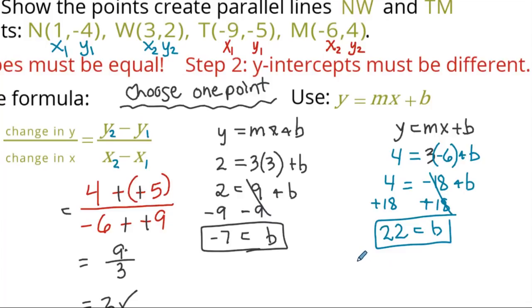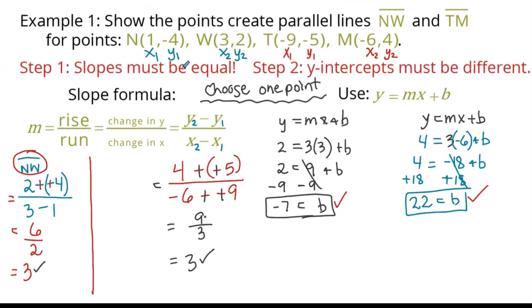All right, ladies and gentlemen, we are back. Step 2, we need to make sure that the y-intercepts are different from each other. This y-intercept is -7. Is this different from this one? It sure is. So let's double check and make sure we understand. Are the slopes equal? 3 and 3 are equal. This criteria was met. Step 2, y-intercepts must be different. -7 is different from 22. Therefore, this criterion is met. Okay? Since both of these situations have been satisfied, the answer is yes.